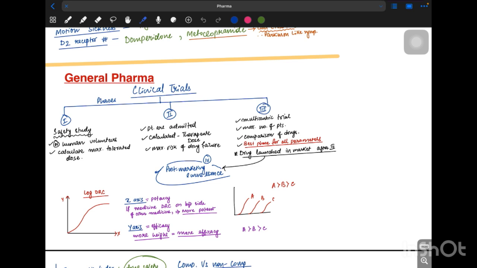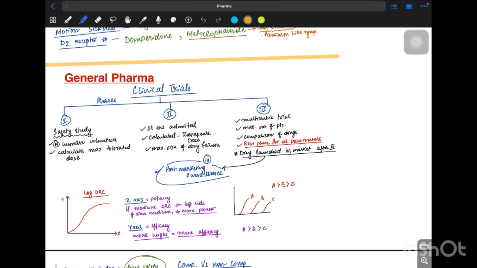So it is an experimental phase. We have to keep normal human volunteers and we calculate the maximum tolerated dose for a drug. Phase 2, here patients are admitted. The actual patients are admitted, not the normal human beings, and we calculate the therapeutic dose, like how is the patient responding to that particular amount of dose or drug.